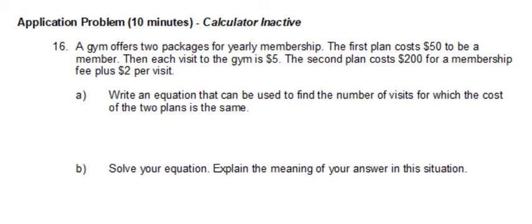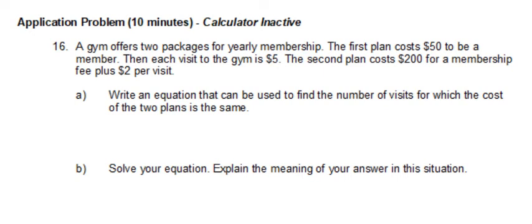Question number 16. If a calculator is your accommodation, you may use it during this question. A gym offers 2 packages for yearly membership. The first plan costs $50 to be a member. Then each visit to the gym is $5. The second plan costs $200 for a membership fee, plus $2 per visit.